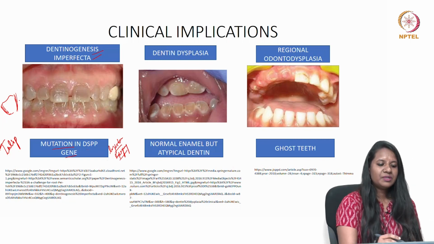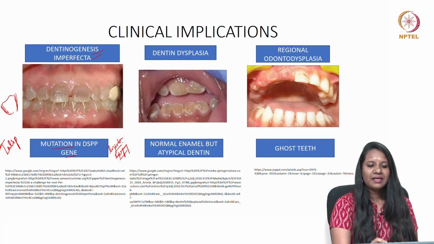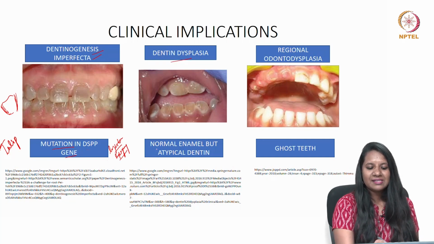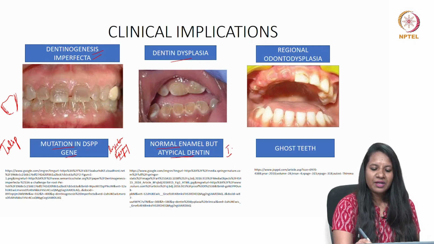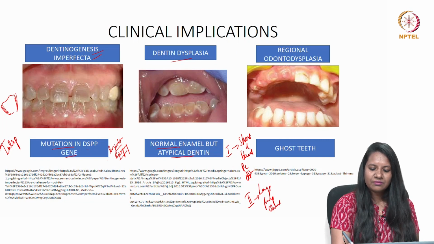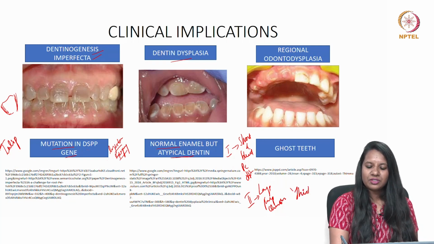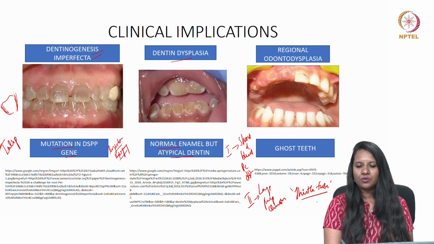Okay. Type 2 is also known as shell teeth with multiple pulpal exposures. Then comes dentin dysplasia, where you can see normal enamel but atypical dentin. It is of two types. In type 1, the roots are short and blunt and the pulp chambers are obliterated, whereas in type 2 it will have large pulp chambers. And radiographically there will be an appearance of thistle tube. The root appearance is referred to as thistle tube appearance.